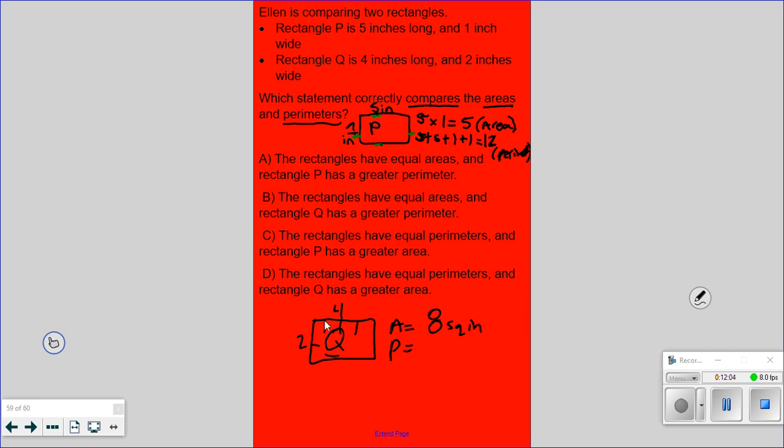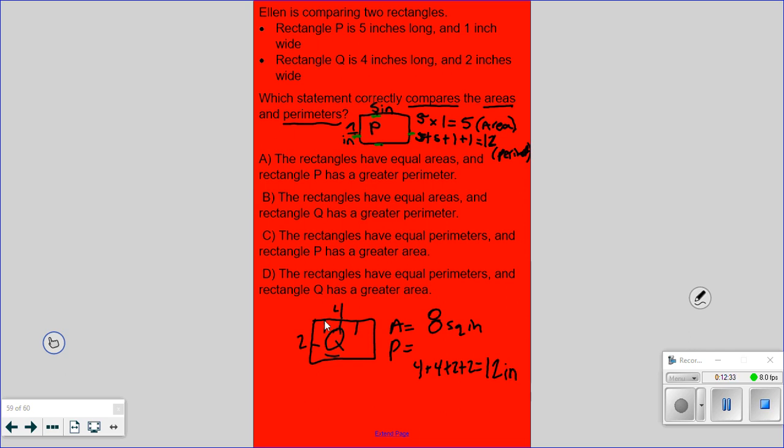What about the perimeter? How would I solve for perimeter, Logan? The perimeter is 12. Can you tell me the equation you used? 4 plus 4 plus 2 plus 2 equals 12.